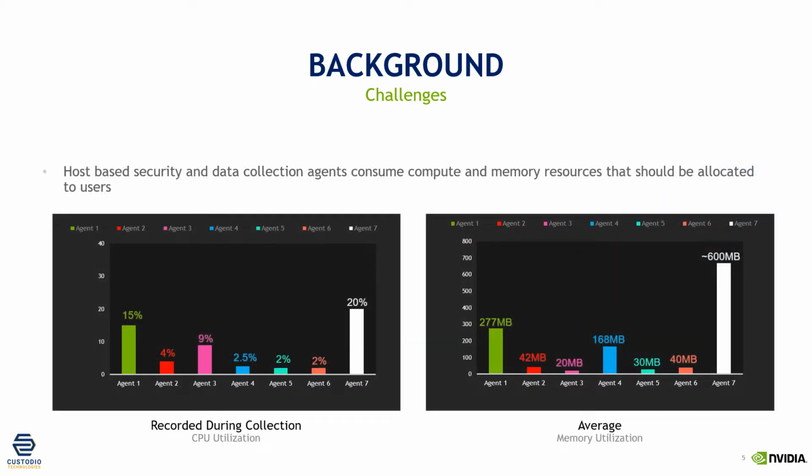The second challenge is the high CPU and memory utilization of the data collection agents while running on the host. Graphs that we are seeing on the screen illustrate the CPU and main memory utilization of 7 of the commercial threat intelligence and malware detection products currently available in the market. The average CPU utilization is about 8%, and in some cases it can reach up to 20%, while the average memory utilization is about 170 megabytes, reaching up to 600 megabytes.